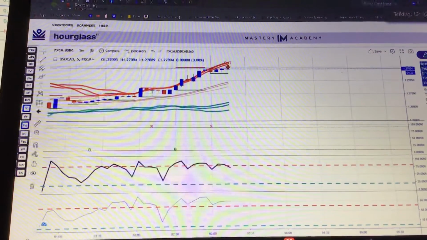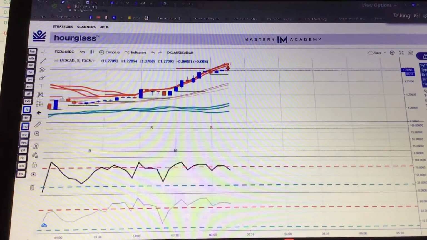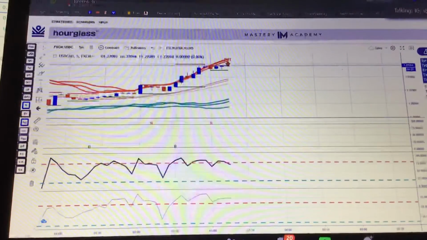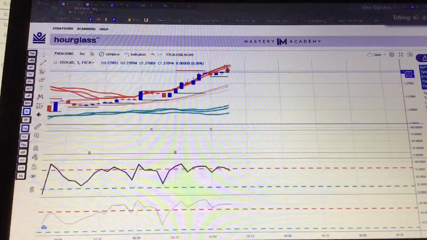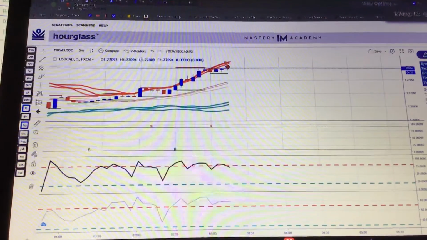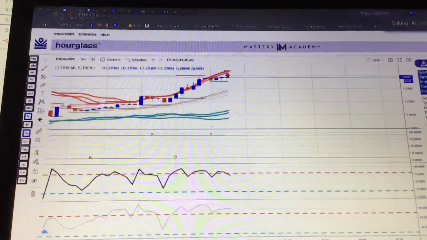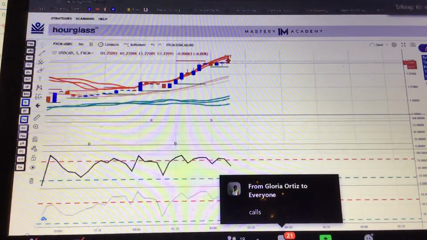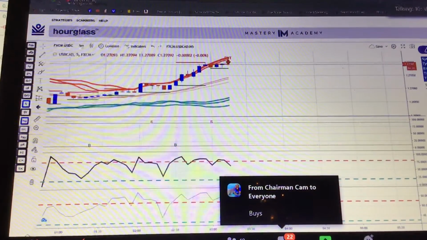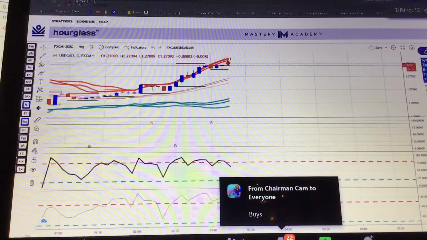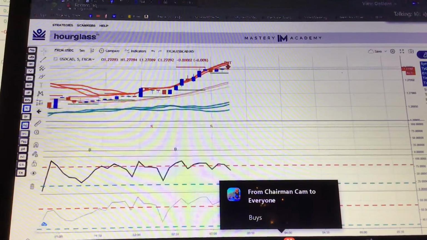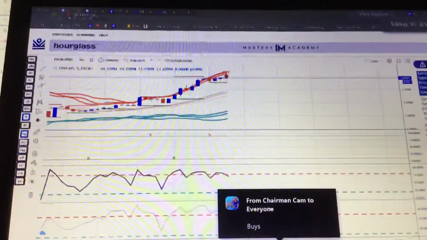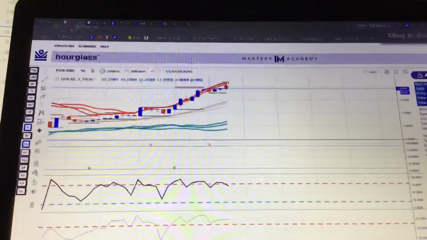So what that means is if the number on top is greater than the number on the bottom, what do you think we're going to be looking for? Calls. We're going to be looking for buys. And if the number on the top is less than the number on the bottom, so if the bottom currency is greater than the top, then what are we going to be looking for? Puts.